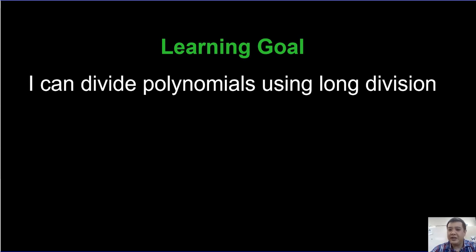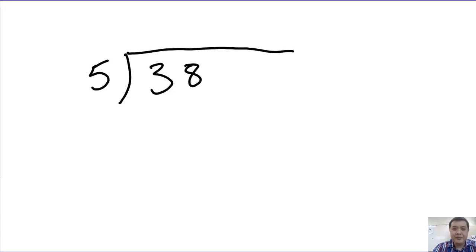To another lesson. Today's learning goal is I can divide polynomials using long division. So we're going to be using long division. We're going to be using it with expressions. But before we do that, I just want to do a quick review of long division.